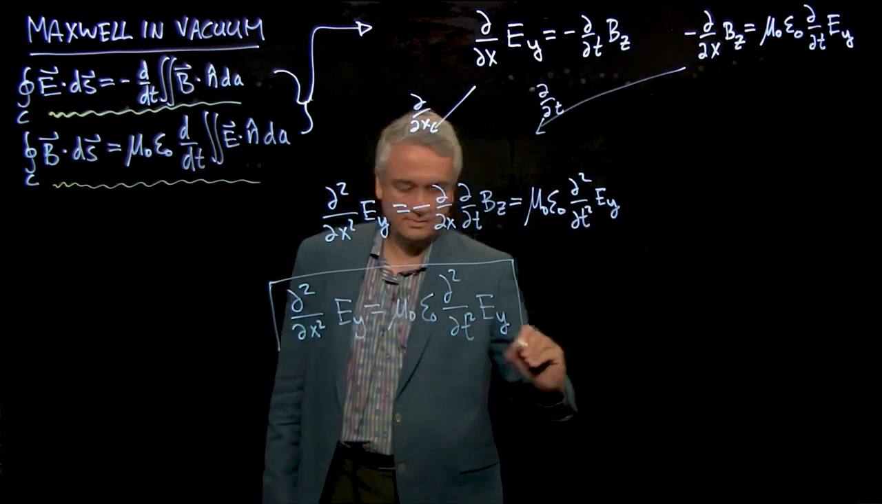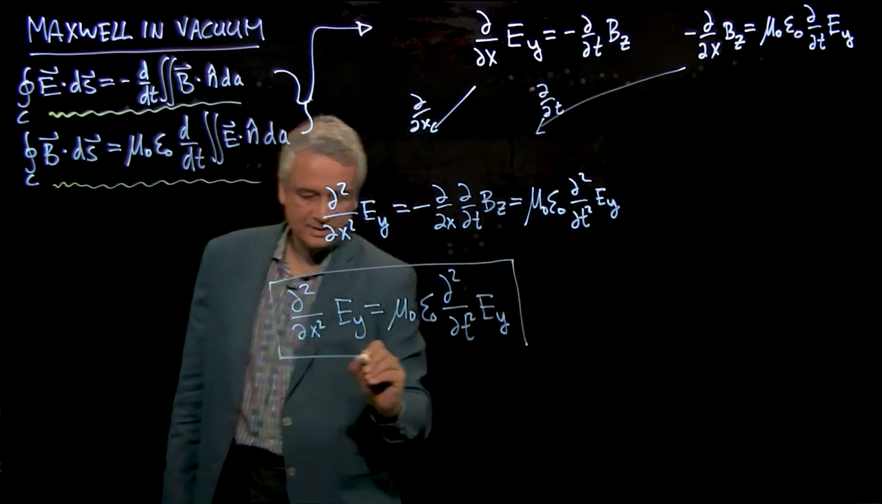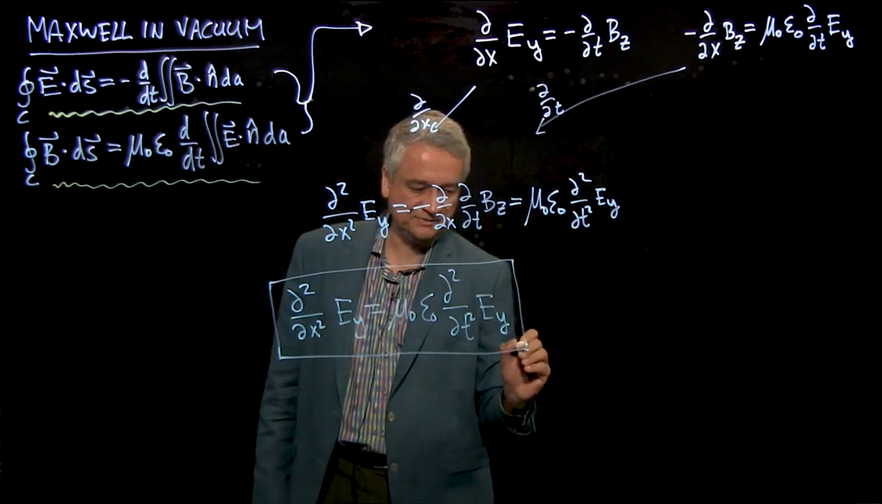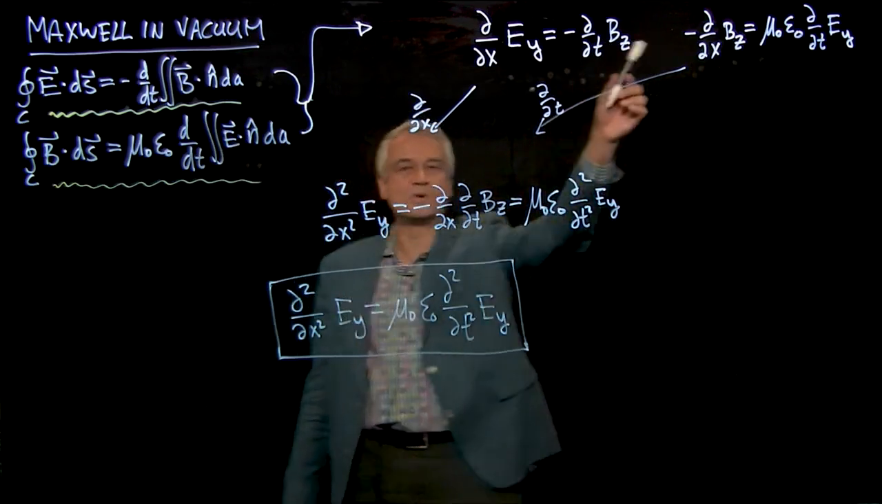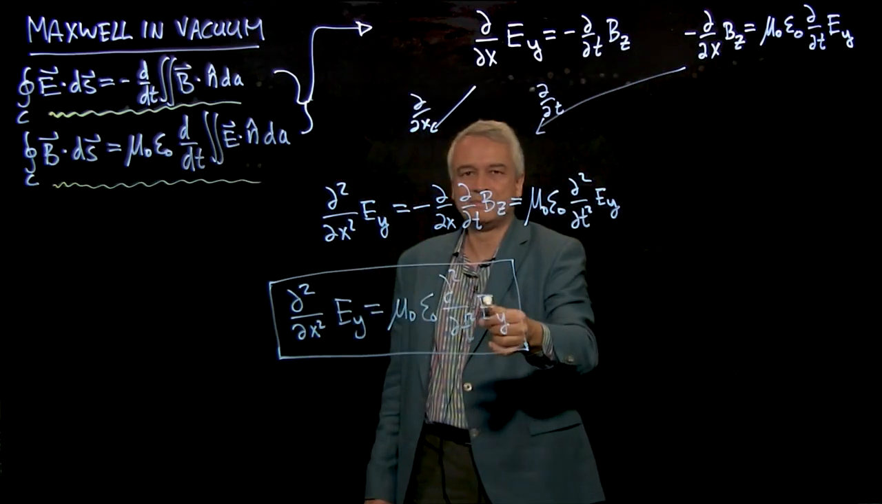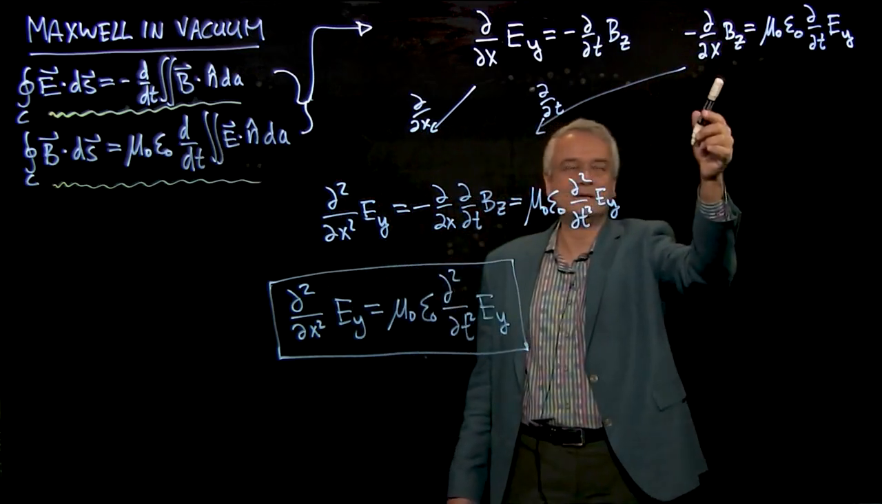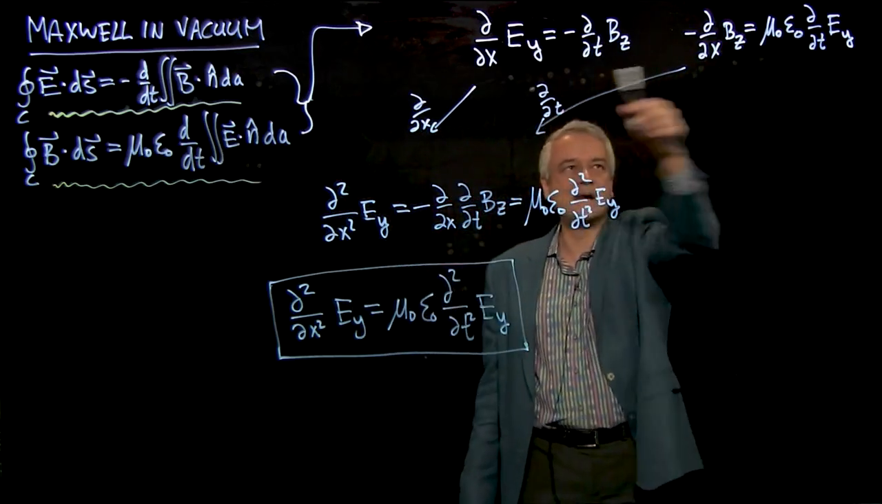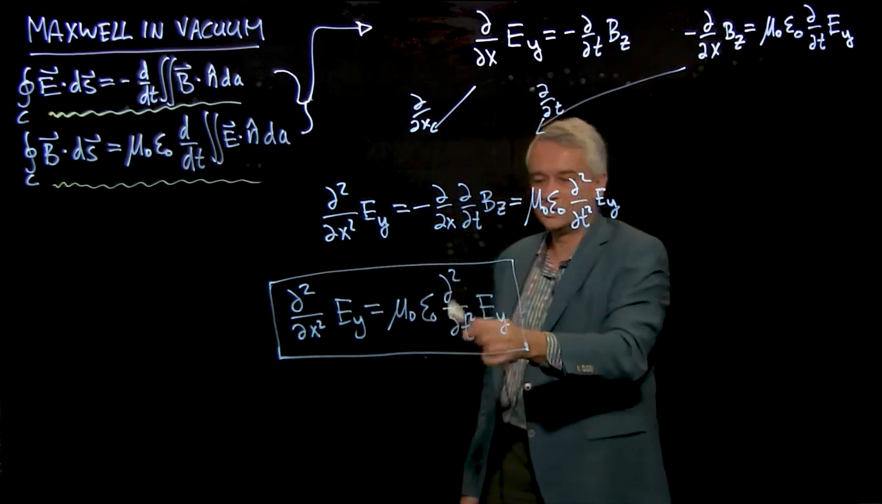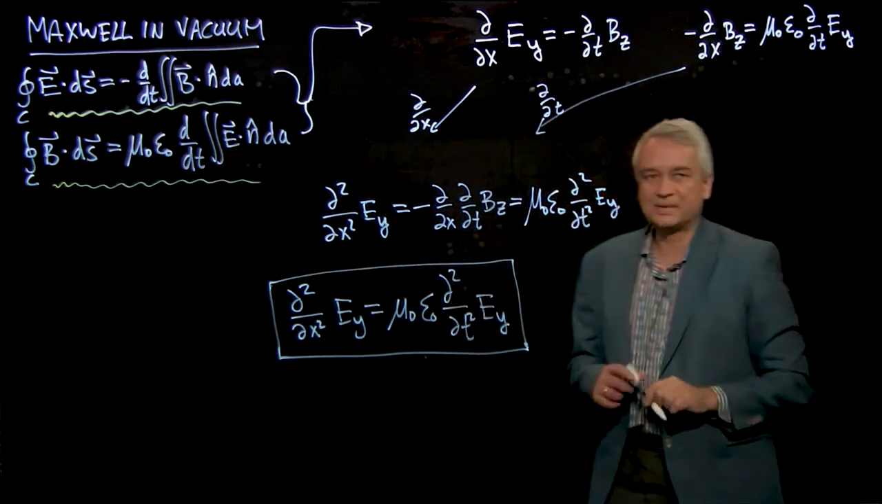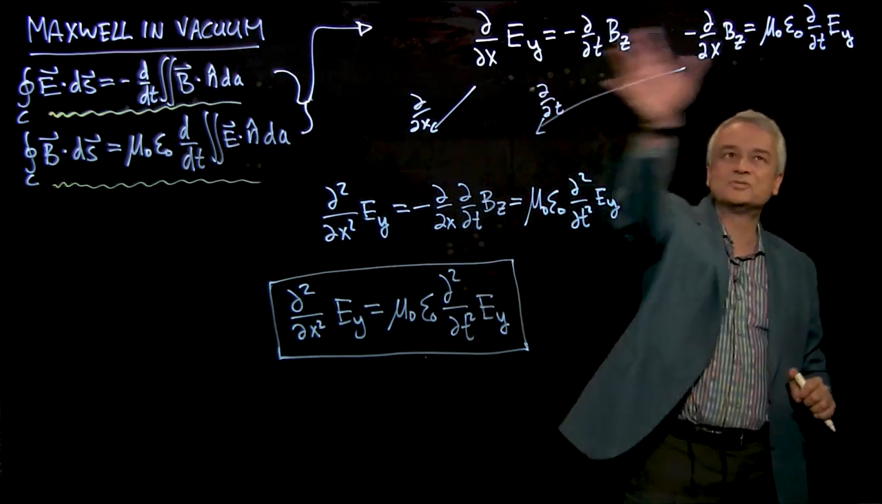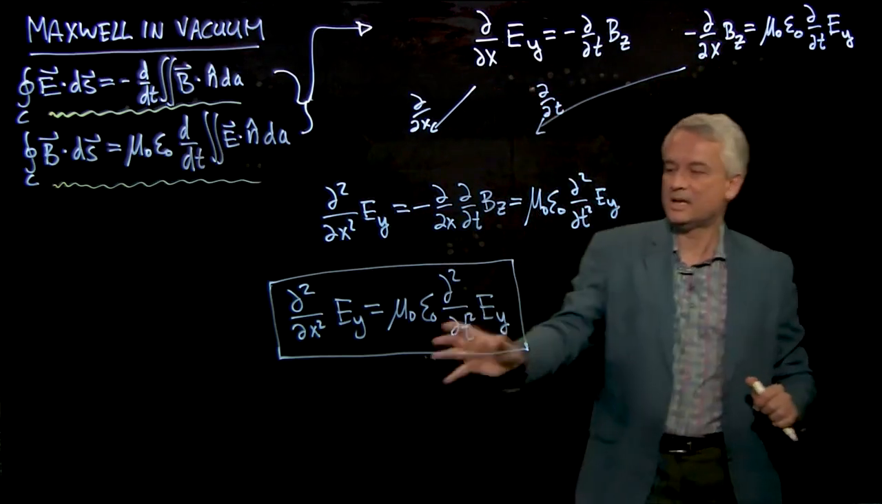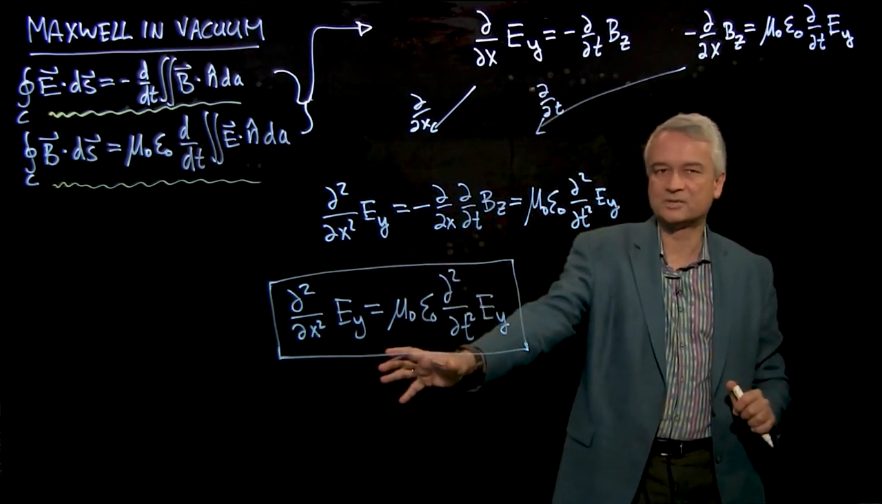So I have simplified my life by taking two equations and combining them to get one. I've simplified my life by taking equations that have EYs and BZs in them and getting an equation that has only EYs in it. And I've complicated my life by taking first-order differential equations and getting a second-order differential equation.